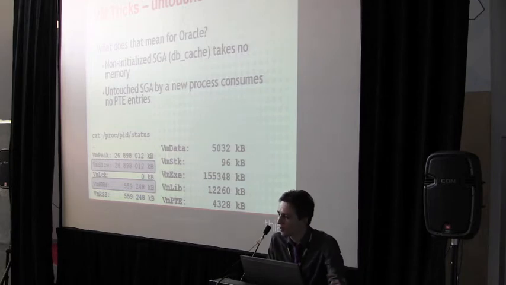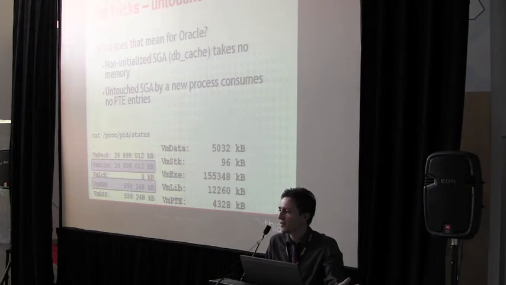So what does that mean for Oracle? It means that non-initialized SGA takes no memory. And this is very important to understand. So when you start up your database, if you have a 30 gig SGA, you won't take 30 gigs until you actually start consuming the memory. So if you fire up 5 databases, each taking 30 gig of SGA, and you only have 30 gig of RAM, it'll be fine until you start initializing your memory. Also, untouched SGA by a new process does not consume page table entries. And this is very important, and you'll find out why in the next few slides.